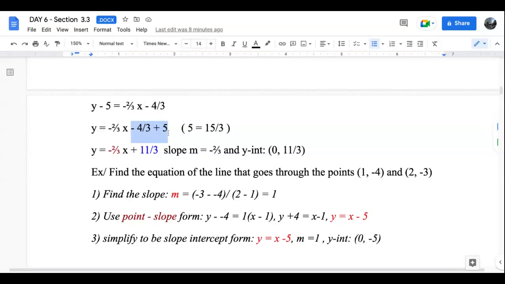So how do we combine those two? Well, 5 we can write as 15 over 3. Now we have common denominators. So negative 4 over 3 plus 15 over 3. With common denominators, we can add or subtract the numerators, right? We keep the same denominator. So negative 4 plus 15 is 11. So we get 11 over 3. Now the slope is obvious, negative 2 over 3. The y-intercept is (0, 11 over 3).